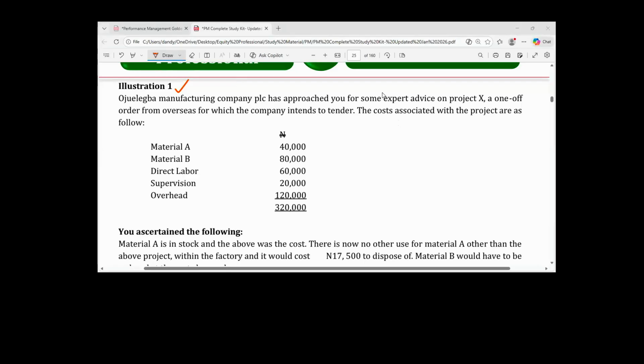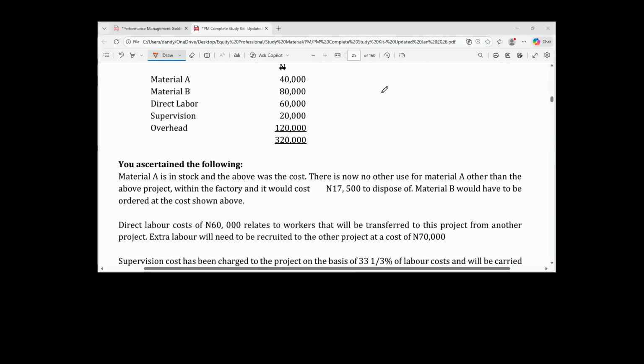Illustration 1. Ojo Labor Manufacturing Company PLC has approached you for some expert advice on Project X, a one-off order from overseas for which the company intends to tender. The costs associated with the project are as follows. Material A, 40,000 naira. Material B, 80,000. Direct labor costs, 60,000. Supervision, 20,000. Overhead, 120,000, totaling 320,000.